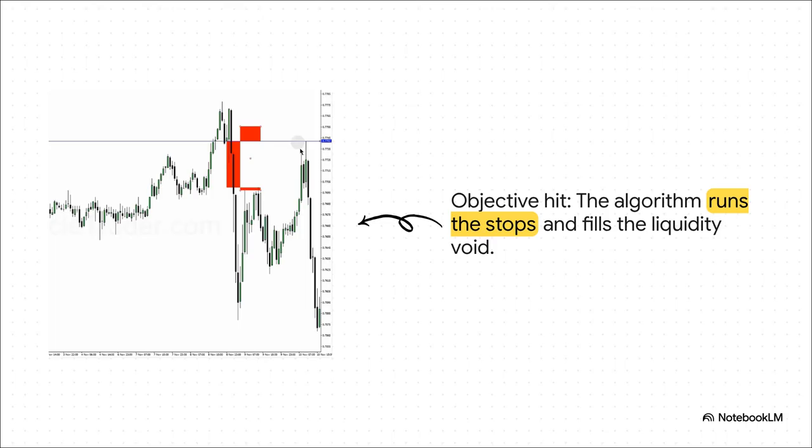The algorithm turns on the jets and drives price straight up, absolutely smashing through those two peaks. It triggers all those buy stops, absorbing all that liquidity, and doesn't stop until it perfectly fills that liquidity void that it was targeting the entire time. The double top wasn't resistance, it was rocket fuel.